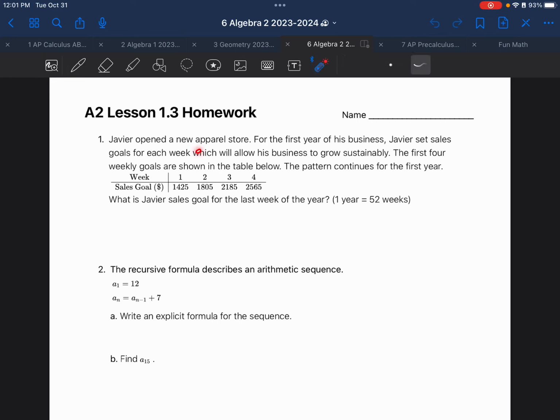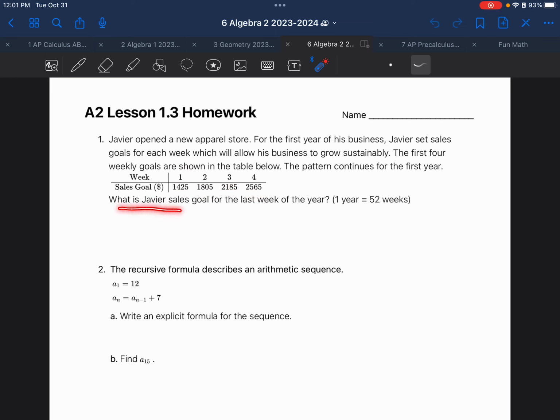Javier opened a new apparel store. For the first year of business, Javier sets sales goals for each week, which will allow his business to grow sustainably. The first 4 weeks' weekly goals are shown in the table below. The pattern continues for the first year. So for the first week, that goal, second week, that goal. It looks like he's increasing his goal every single week.